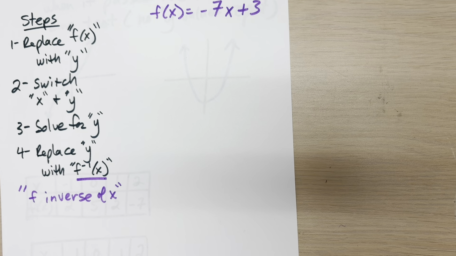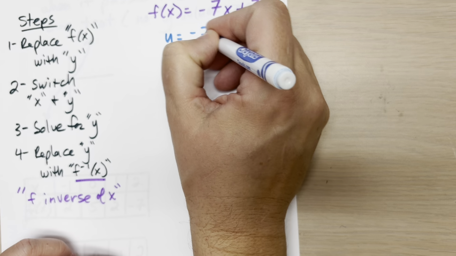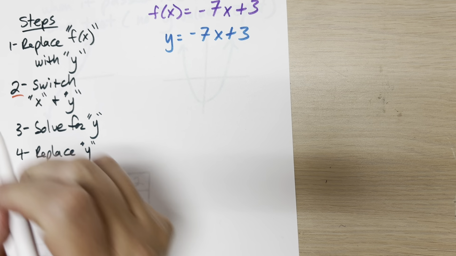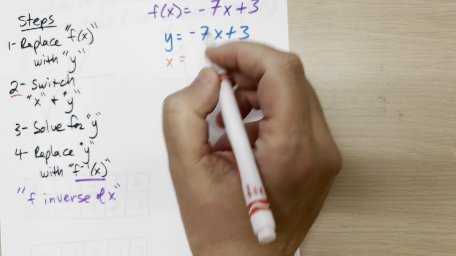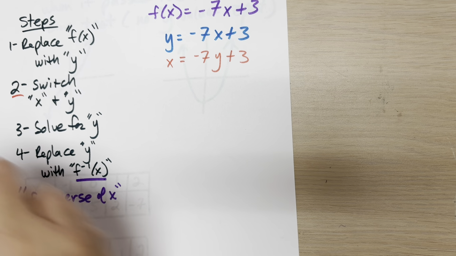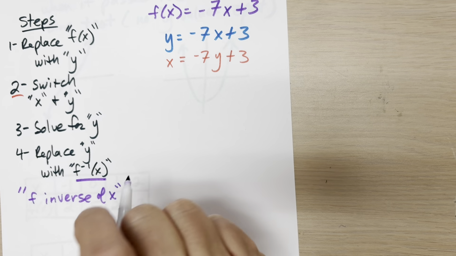All right, so here we go. The first step, replace f of x with y. So y is negative 7x plus 3. After that, I'm going to go ahead and switch x and y. So this is x equals negative 7y plus 3. From there, I'm going to go ahead and solve for y.